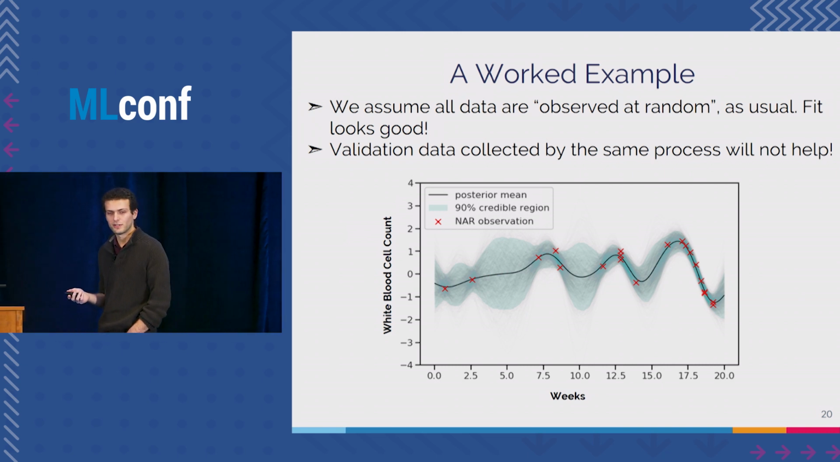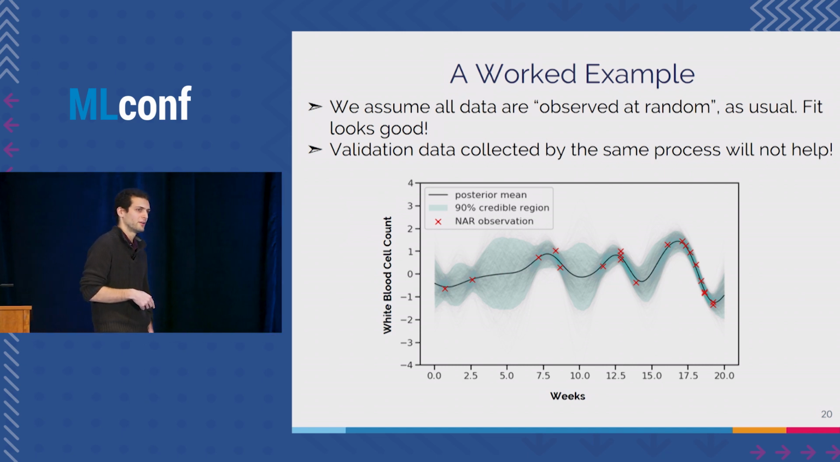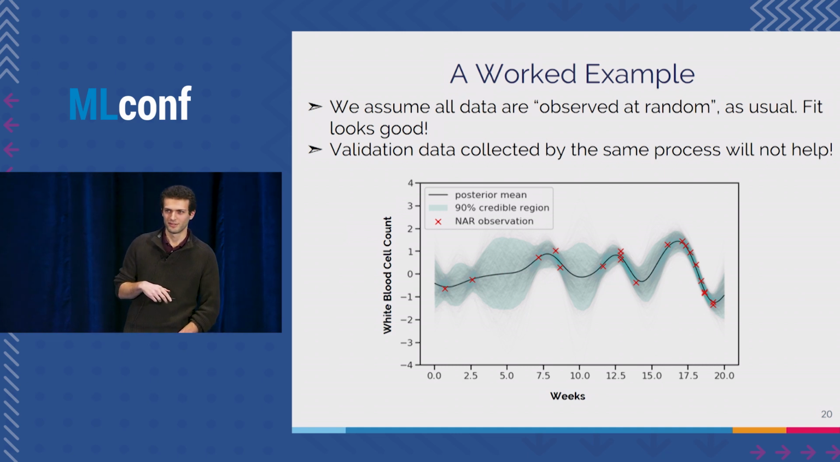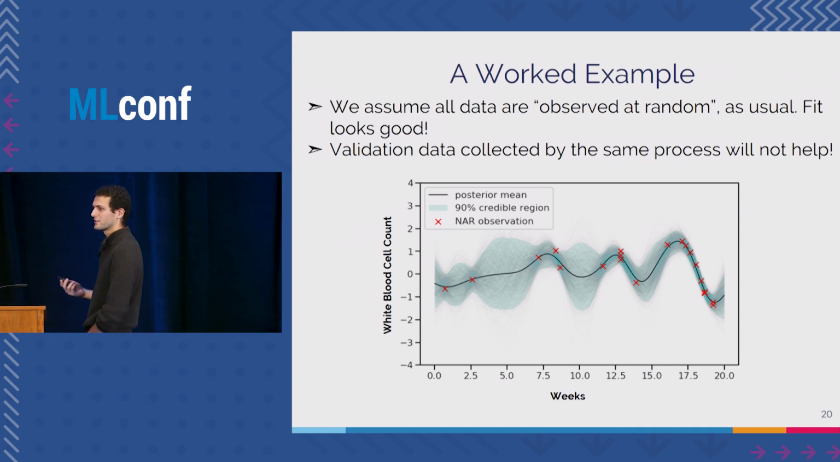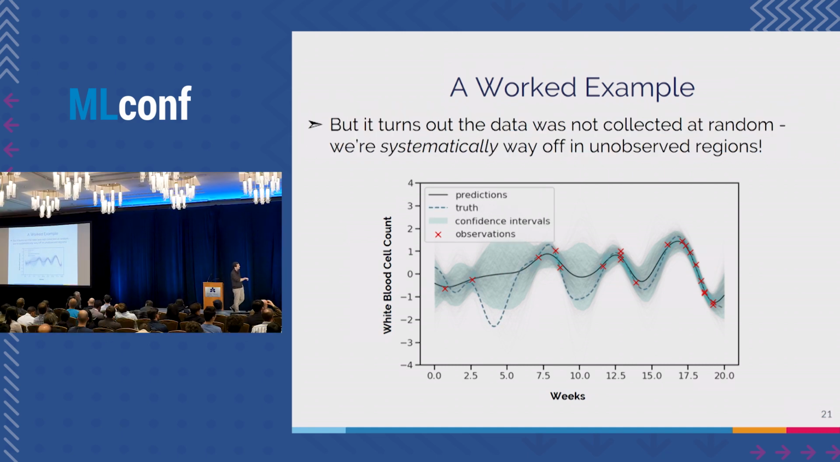If we had validation data collected according to the same observation process, we still wouldn't see it in the places where we don't see this data. And so the fit would continue to look good. Validation data is not going to solve our problem here. If we can see the truth, again, the truth is the dashed blue line. The prediction is the black line. If we can see the truth, it turns out that we're systematically way off.